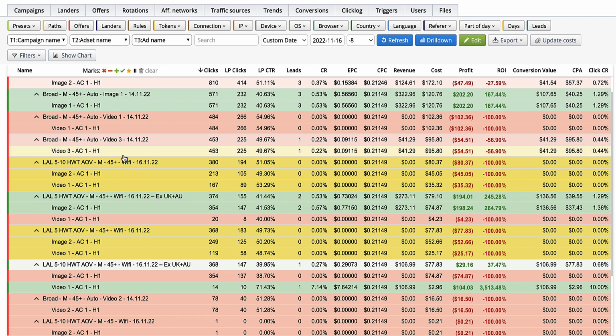And then what I did here, let me highlight these. These were the first 2 that I launched, okay? I launched video 1 and image 2 in 2 lookalikes, okay? A lookalike 5 of the highest average order value from the vendor, and then lookalike 5 to 10%, targeting Wi-Fi. So you can see these changes I've made, right?